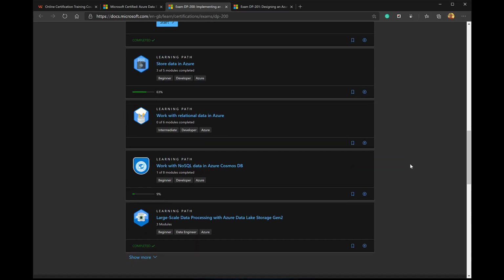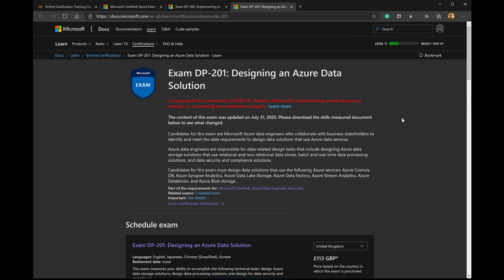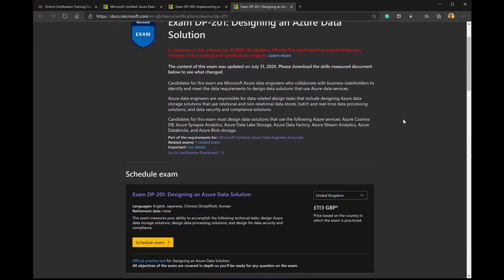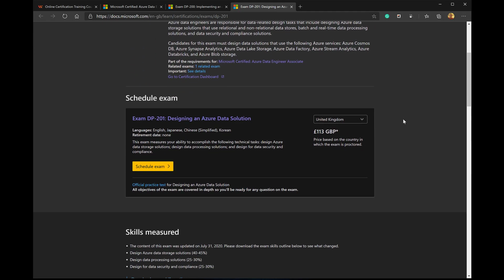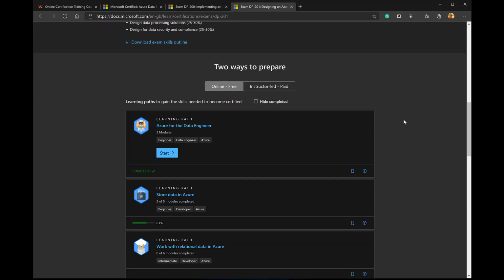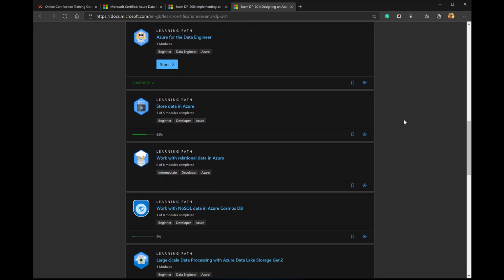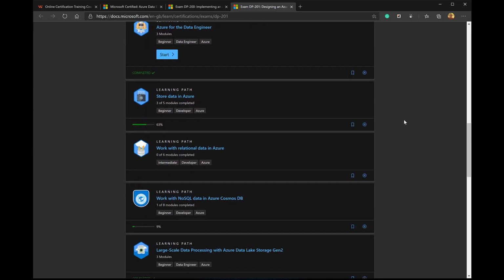So now we have the DP-201 exam, which is designing an Azure data solution. And this is the second of the two exams that you need to sit. And again, if I scroll down, you'll see the Microsoft Learn path. It's the exact same path. So the path covers both the DP-200 and the DP-201.